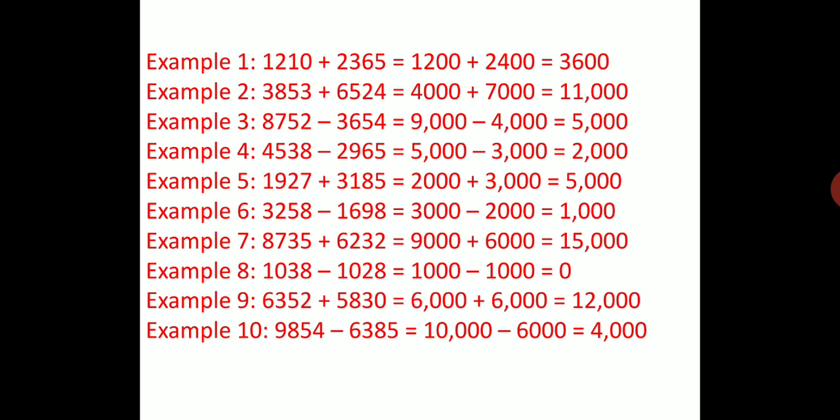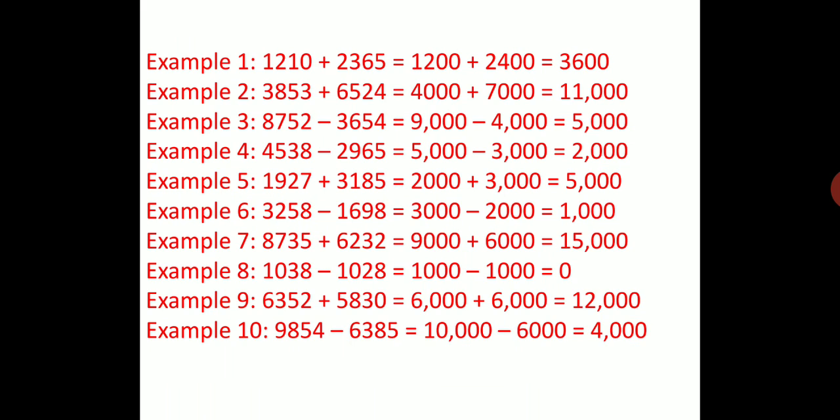But prefer in all the questions, the rounding off should be done for both the numbers in the same way. I mean to say, in one number you are doing 1000, in one number you are doing 100, it is not justified. Sometimes the calculation error may happen, so better prefer to go for the same type of rounding off if the number of digits are the same in both the numbers. Now you see example number 7, 8735 plus 6232. Now I am doing rounding off in thousands, so it comes 9000 plus 6000, the answer is coming 15,000.